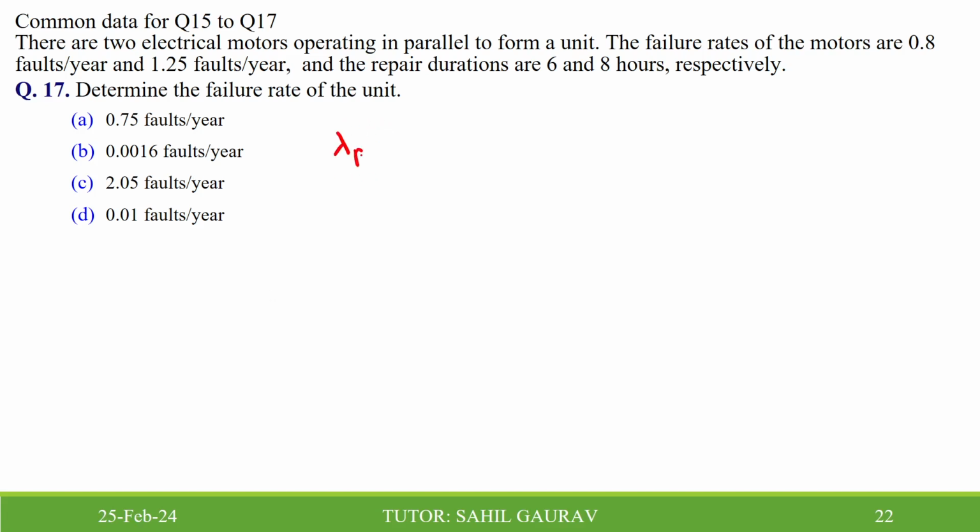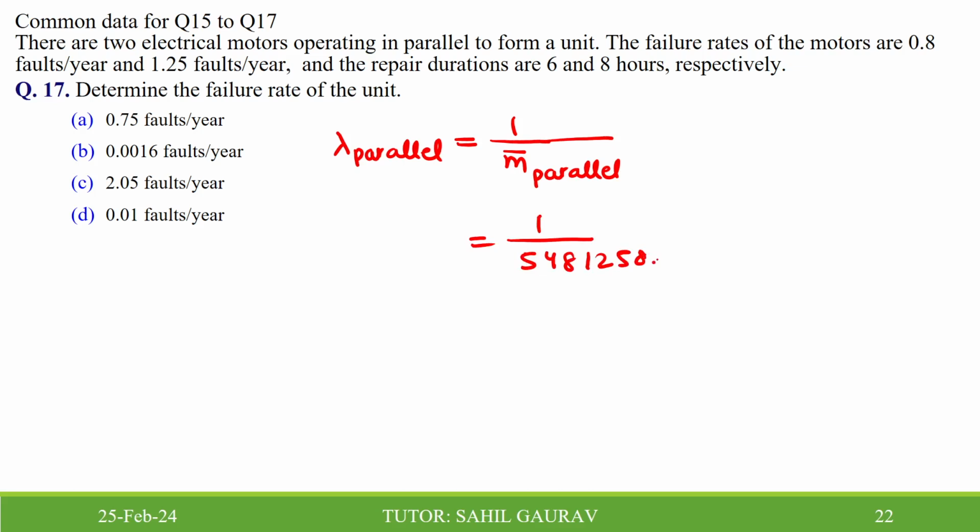So lambda parallel, you have to find that, that is the reciprocal of mean time to failure. So M bar parallel we have already found. So 1 divided by 5481258.2, that is hours per fault. So the reciprocal of it will give you faults per hour.